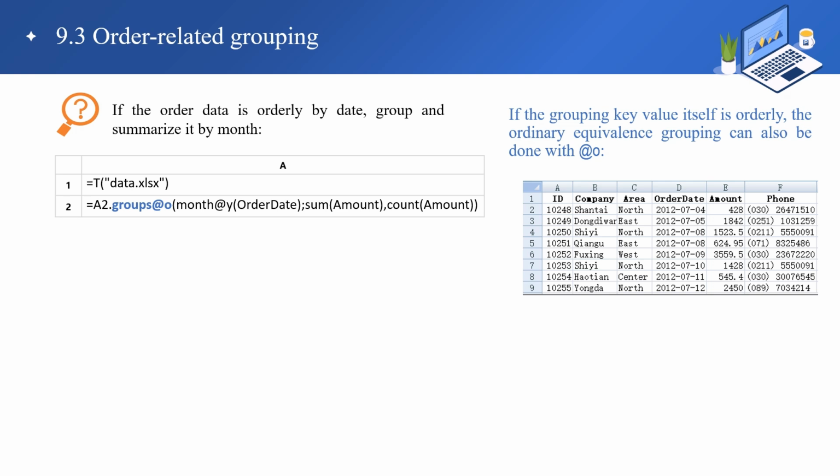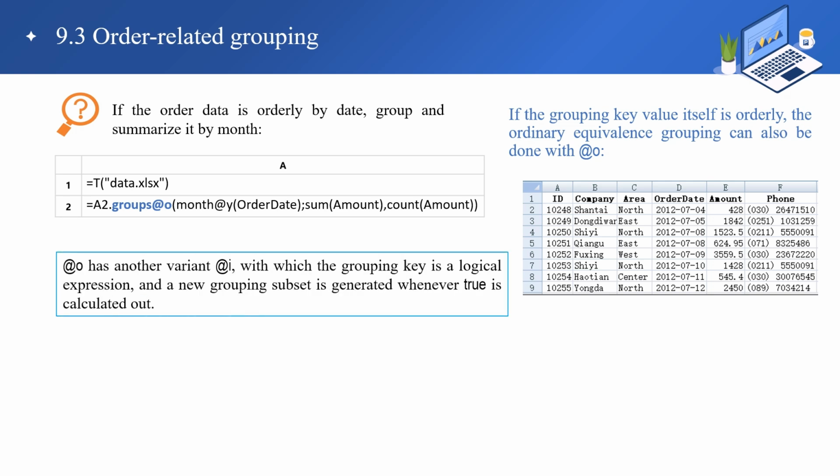@O also works for groups function. There is no difference in the result whether we use @O or not here, but if we use @O when the data is orderly, groups function only need to compare the grouping key value with adjacent member, and the calculation speed is much faster. @O has another variant @I, with which the grouping key is a logical expression, and a new grouping subset is generated whenever true is calculated out.